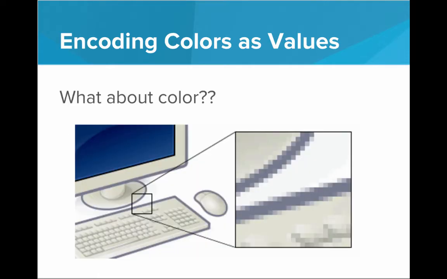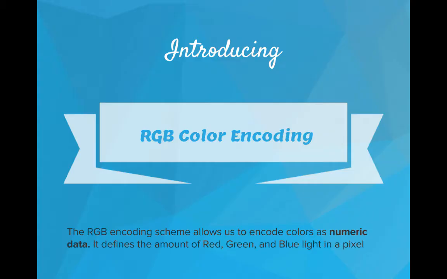But what about color? Most of the images we deal with have color. They're more interesting with color. They're prettier. So how exactly can we encode all the different colors we would want to represent as numbers? Well, introducing the RGB color encoding scheme. So the RGB encoding scheme allows us to encode colors as numeric data.